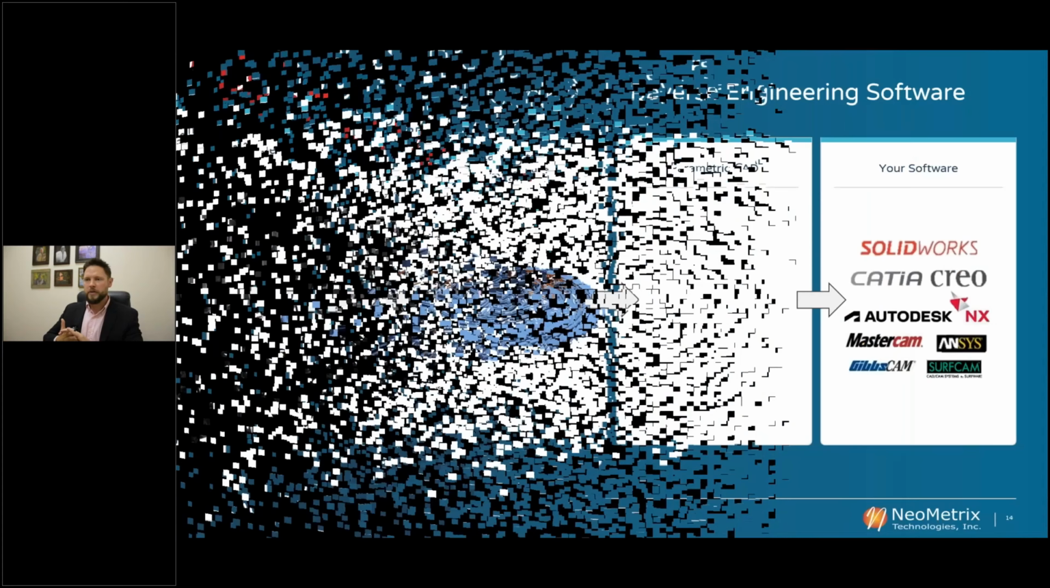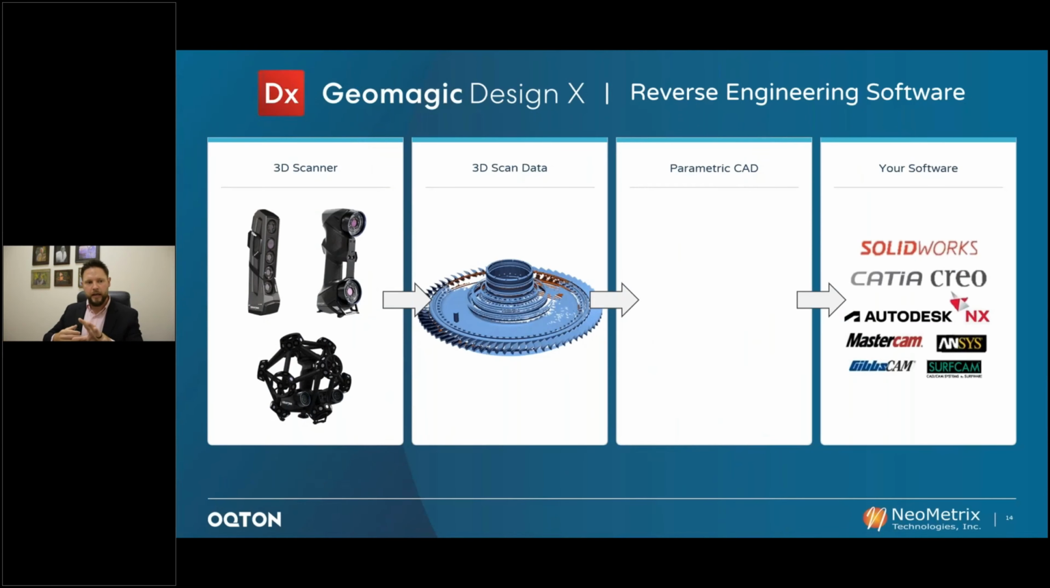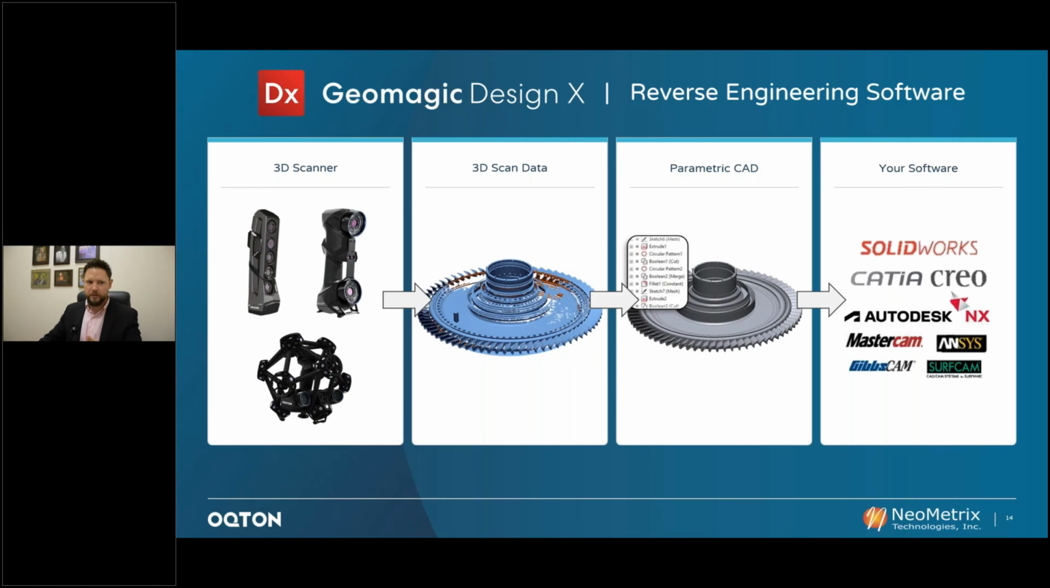So for a quick recap on Design X, we've got our scan, we've got our data set you can see there. And then from that data set, Design X allows us to efficiently extract sketches and geometry to a parametric model, check all that with your accuracy analyzer, and then finally send that file to your favorite software.